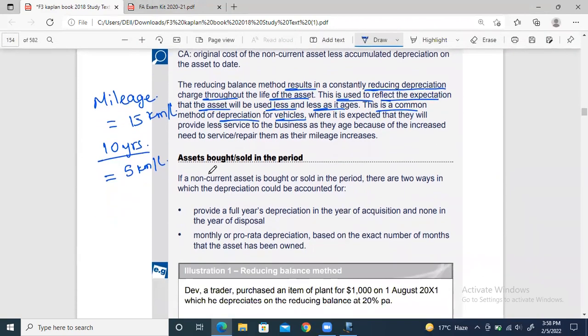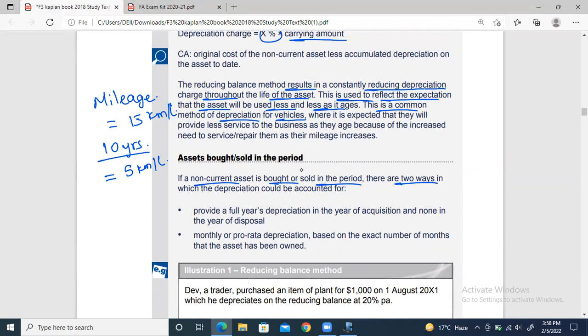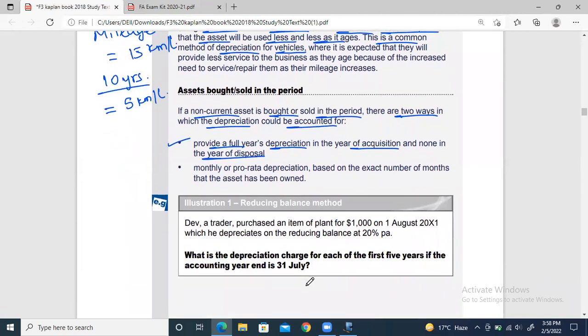Okay. Now, assets bought or sold in the period, this is a very simple thing. If a non-current asset is bought or sold in the same period, there are two ways in which depreciation could be accounted for. First of all, provide a full year's depreciation in the year of acquisition and none in the year of disposal. So these you don't need to worry about. These kinds of statements will be given to you in the question. We're also going to do this illustration over here, just as an example. These statements will be given to you, whether he charges a full year's depreciation in the disposal year or no depreciation in the disposal year. So all these details will be given to you in the question. So let's see this first question, then we'll move towards the exam kit questions.